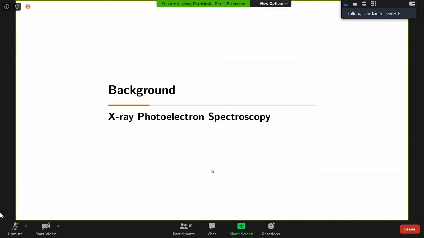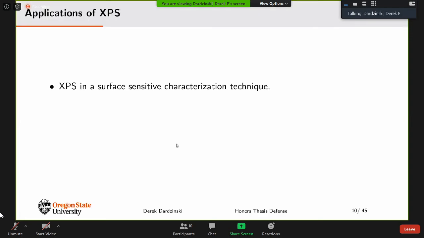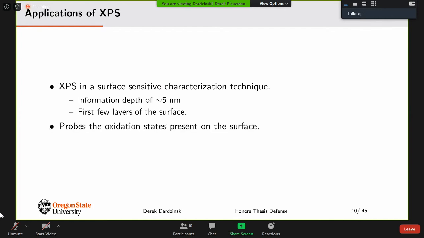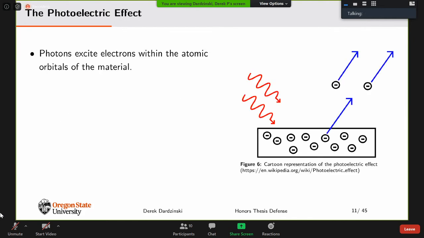Now we'll introduce the main characterization method, which is XPS, X-ray photoelectron spectroscopy. We'll start with the applications of XPS, why we actually use it. XPS is a surface-sensitive characterization technique. It has an information depth of about 5 nanometers, and we'll talk about why later in the talk, and that covers the first few layers of the surface. It allows us to probe the oxidation states present on the surface, and from that, we can then infer the chemical composition.